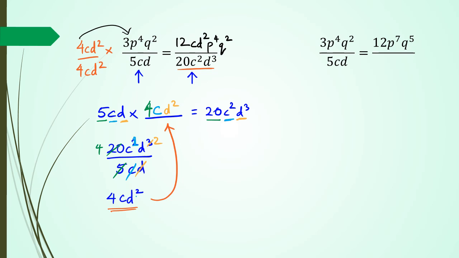So to get from 3 to 12, I'm multiplying by 4. To get from p⁴ to p⁷, I'm multiplying by p cubed. To get from q squared to q⁵, I'm multiplying by q to the power of 3, which means I've also got to do the same thing with the denominator: 4p³q³. And when I do that, as you can see, 5 times 4 would be 20. As for the cd and p³q³, I can't really do anything, so that's just going to be left over as cd, p³, and q³.